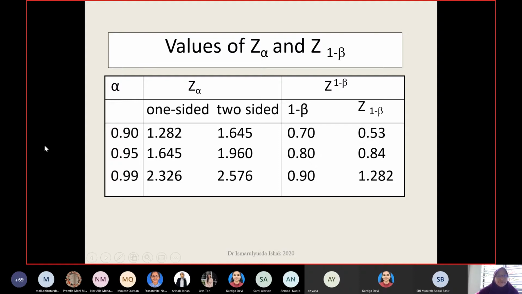If you remember, alpha is the type 1 error. If you choose a confidence level of 0.95, then your Z value for two-sided, and we always use two-sided, is 1.96. So alpha 0.05, your Z will be 1.96.